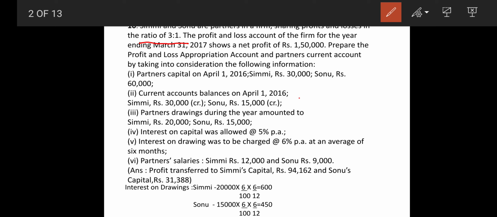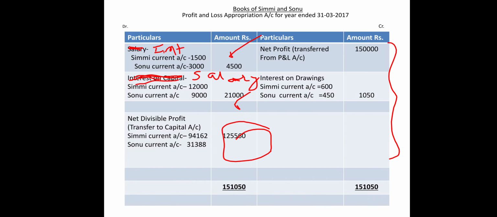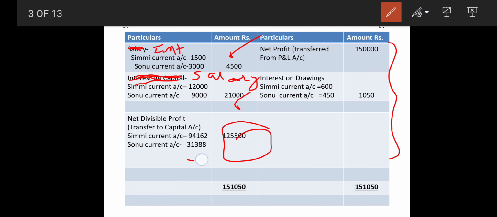So that will be giving you the final answer of individual partners' current account: 94,162 and 31,388.